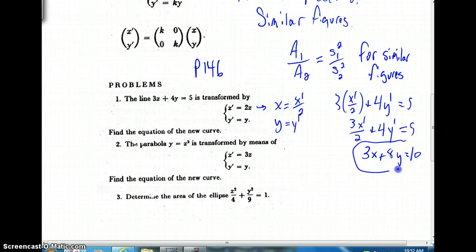So I just did 2 things right here. I dropped the primes, and I multiplied everything by 2. Let's take a look at this number 2.